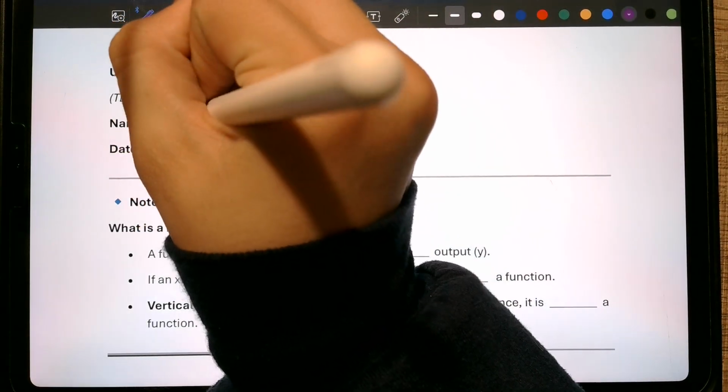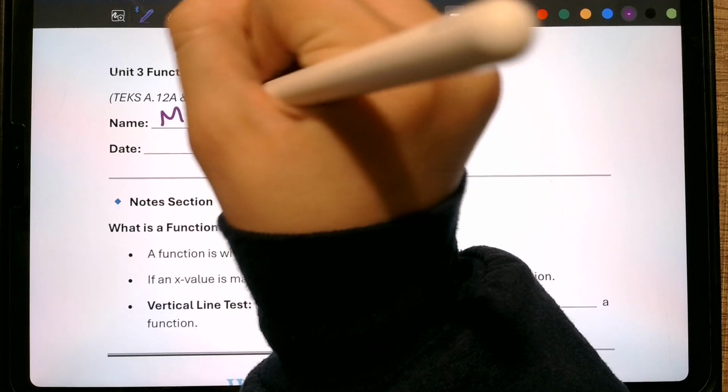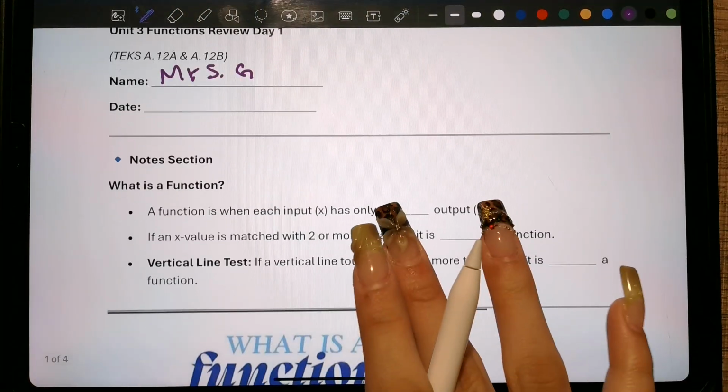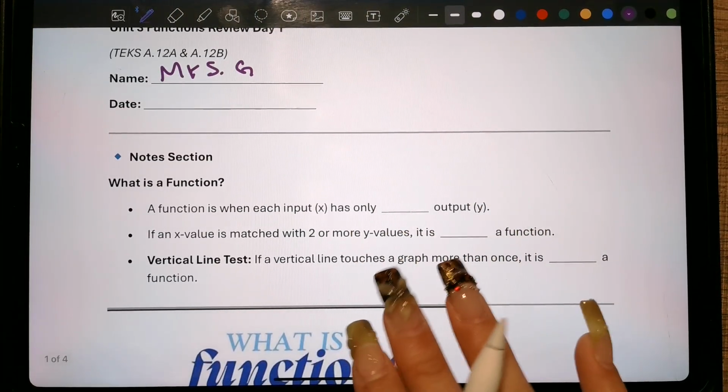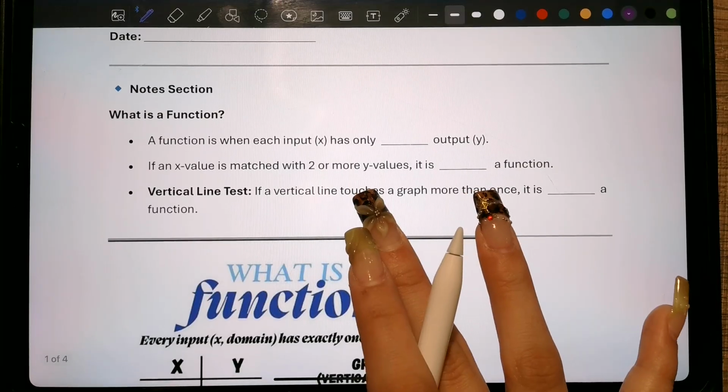So just go ahead and write your name. And y'all, if you have multicolors and you want to use that, that's fine. But if not, just pencil or pen.